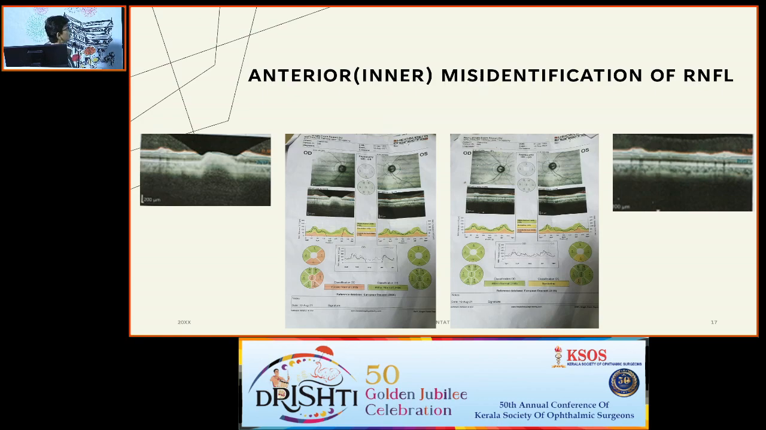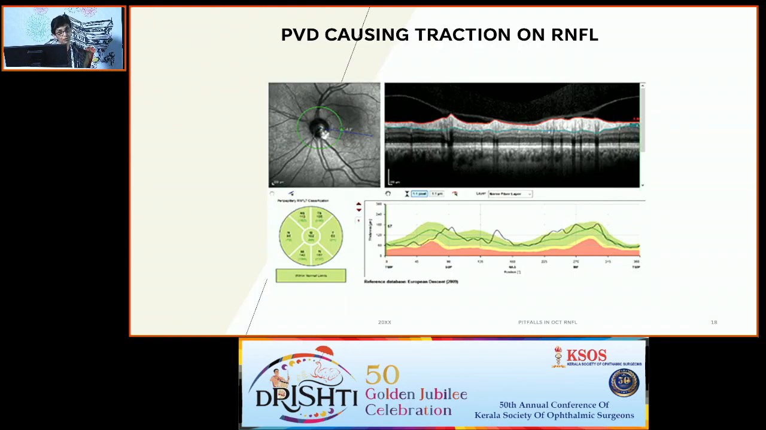and look at the red line which indicates the inner limiting membrane and also the outer portion of the RNFL. You have to look at their position and therefore identify the failure of the algorithm.